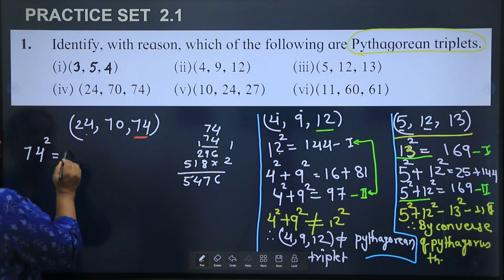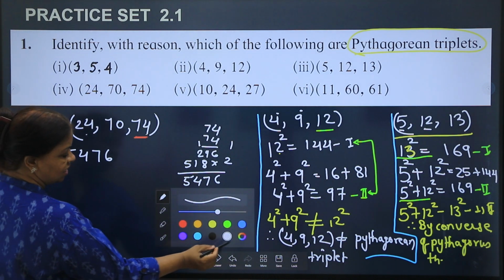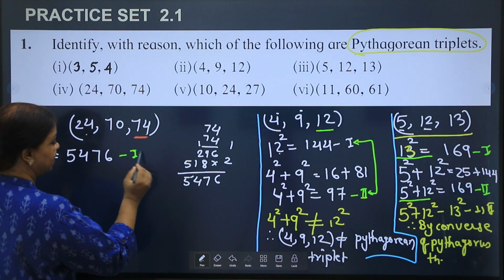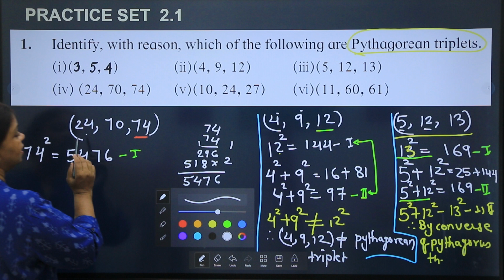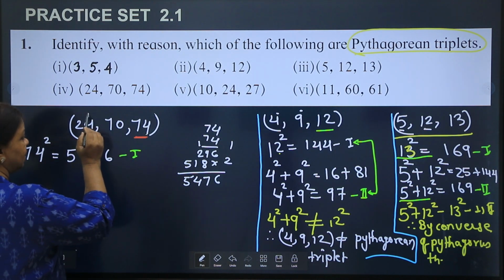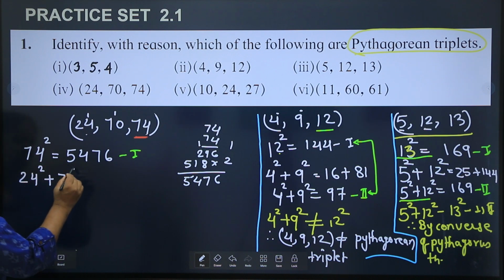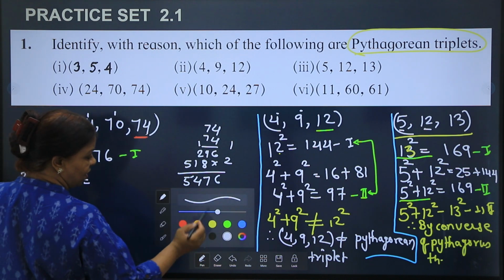Seventy-four square is 5476, and this is your first statement. Let's go for the sum of the squares of the other two numbers, this number and this number. So 24 square plus 70 square. Children, let's see, what is 24 square?